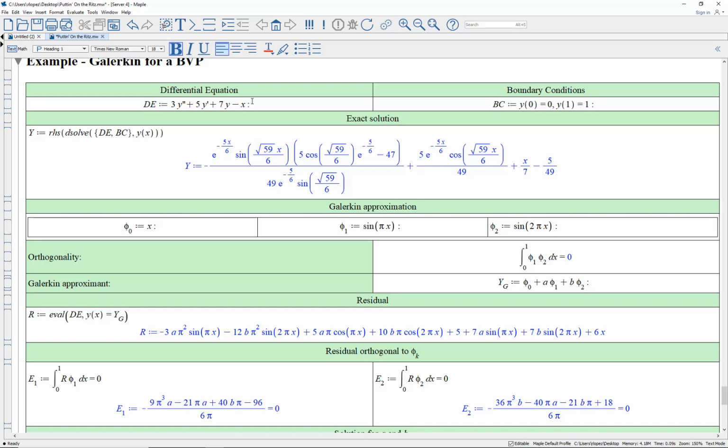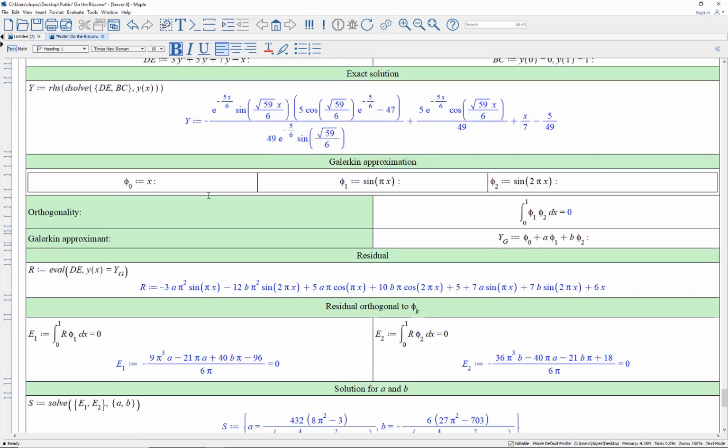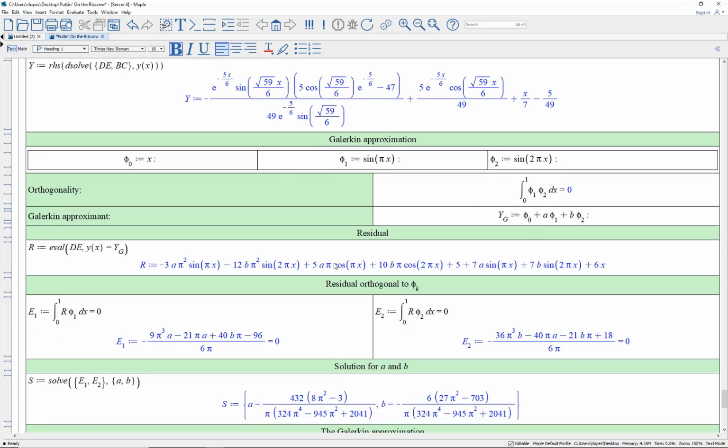So I want to check that out. So here's a differential equation, some boundary conditions. This equation has an exact solution because I want to see how good a job I did. Here are my three little phi k's. These two are orthonormal. Or they're at least orthogonal. So here's my approximating function. x plus a sine pi x plus b sine 2 pi x.